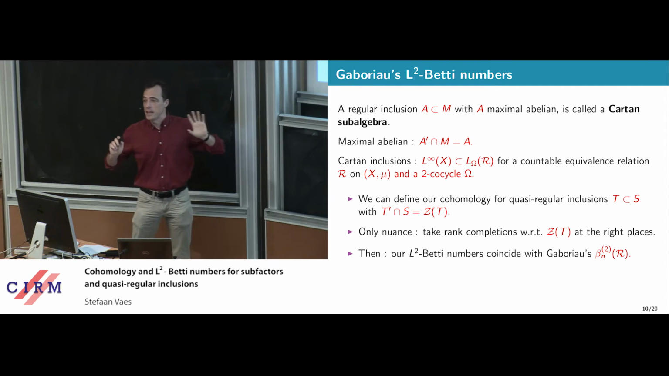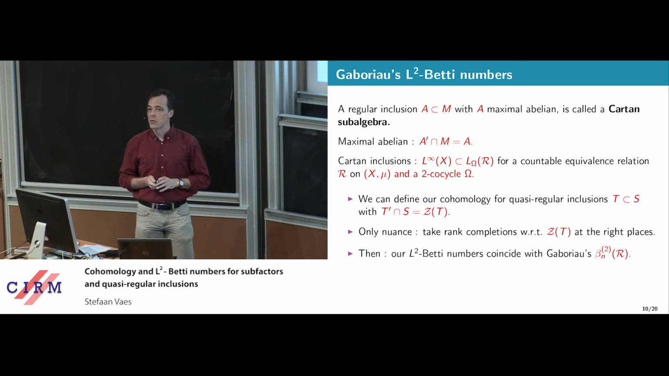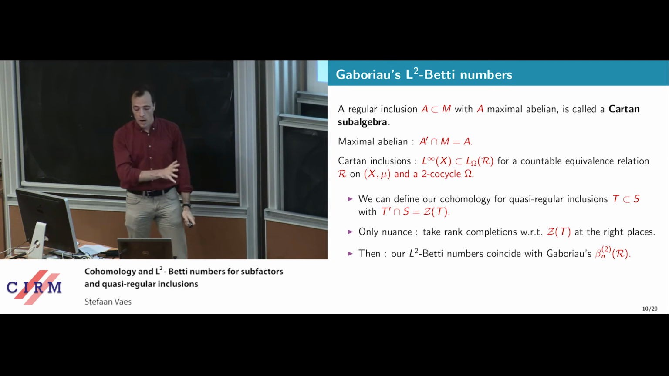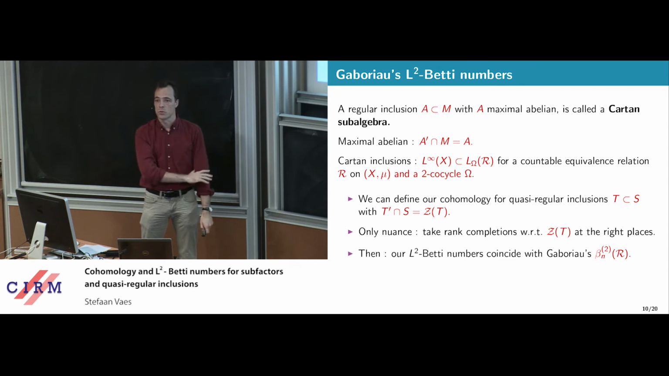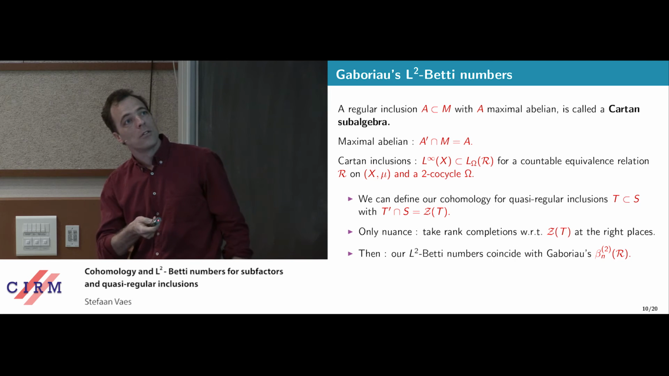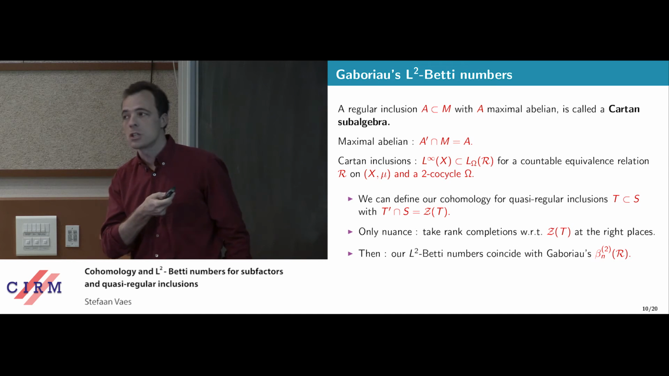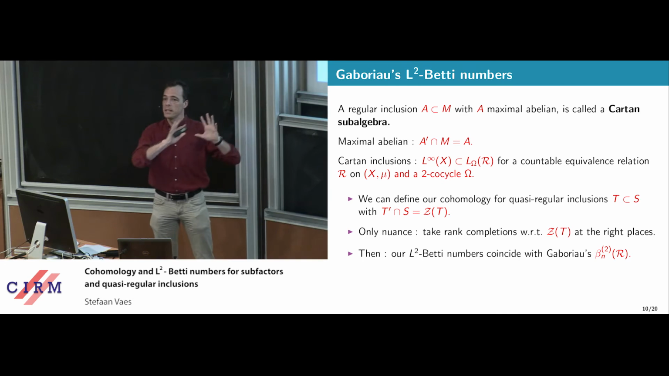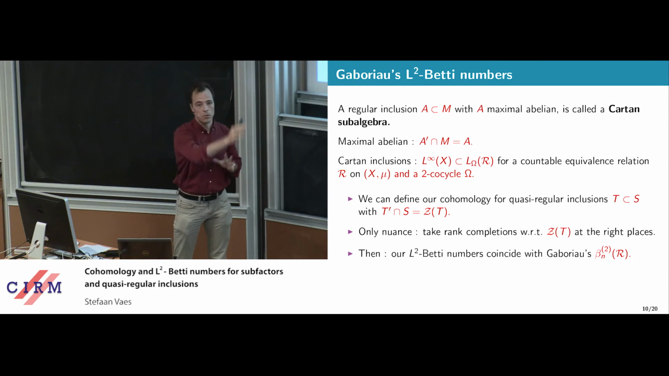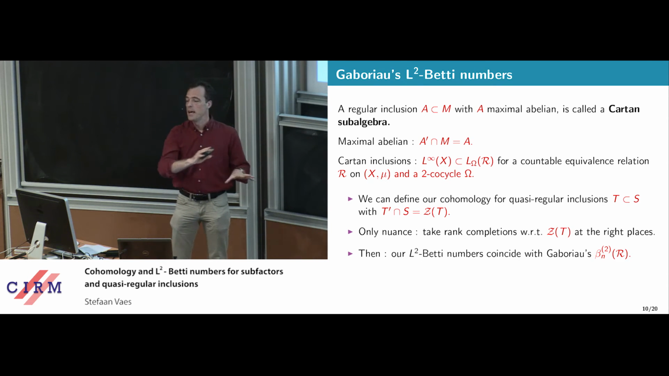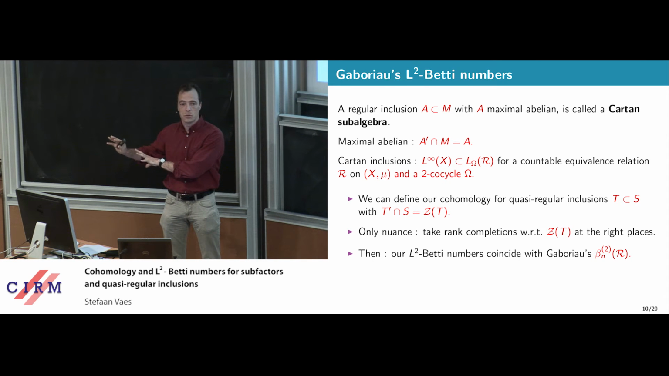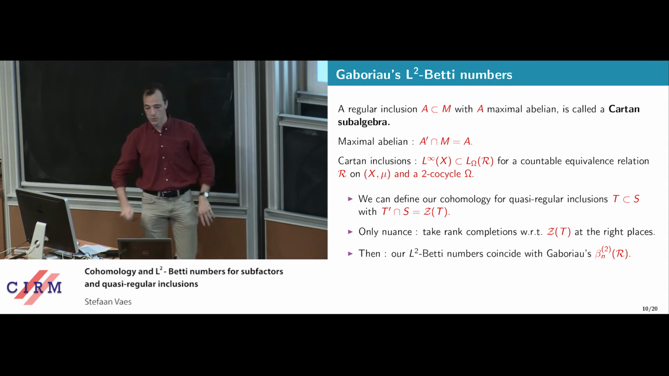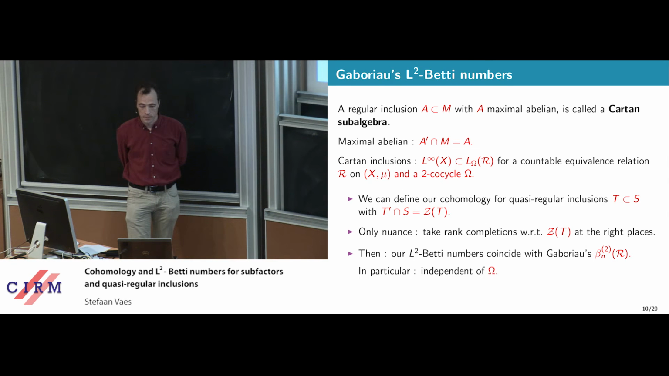Okay, but then at least I would like to mention that you can do it, and that in that case, our L2-Betti numbers do specialize to the L2-Betti numbers of the equivalence relation. Now, I won't go any further into that because if you look at arbitrary quasi-regular inclusions with this condition, the only interesting classes are actually Cartan inclusions, where the whole theory of equivalence relations works nicely, and then subfactor irreducible inclusions, where I will now focus on for the rest of the talk.